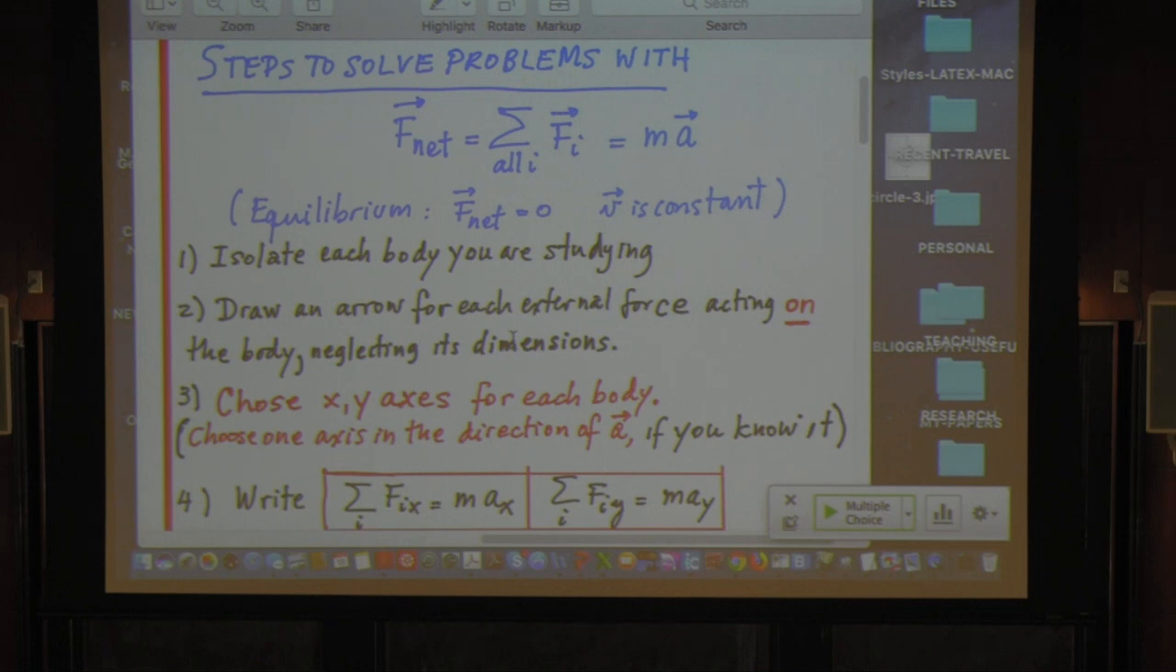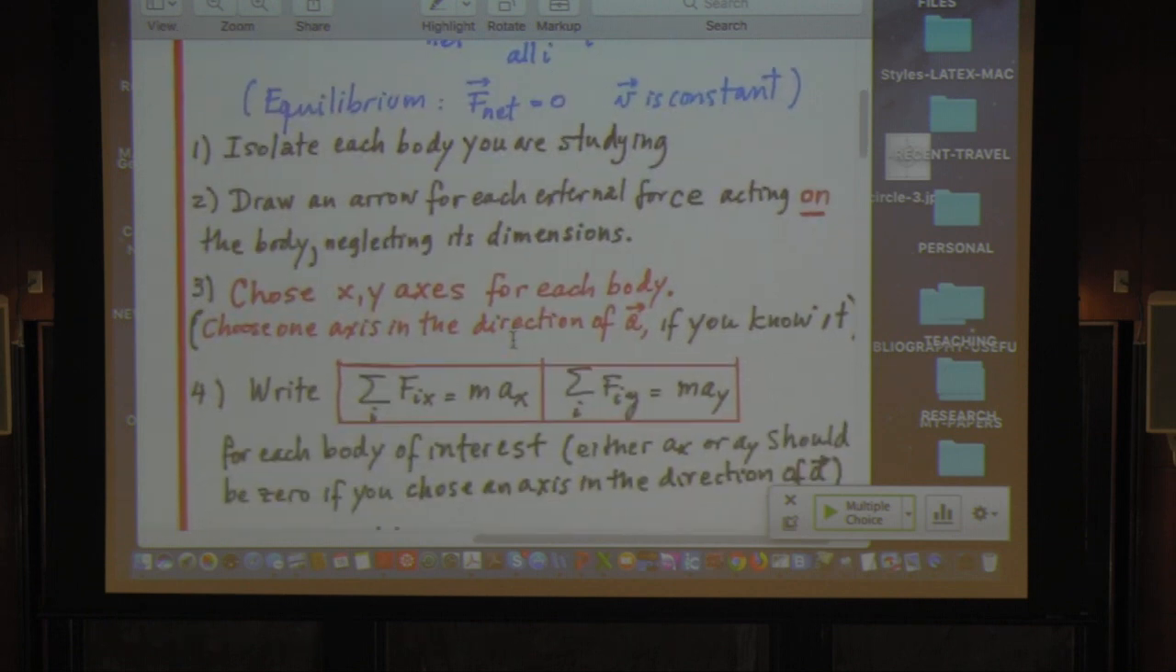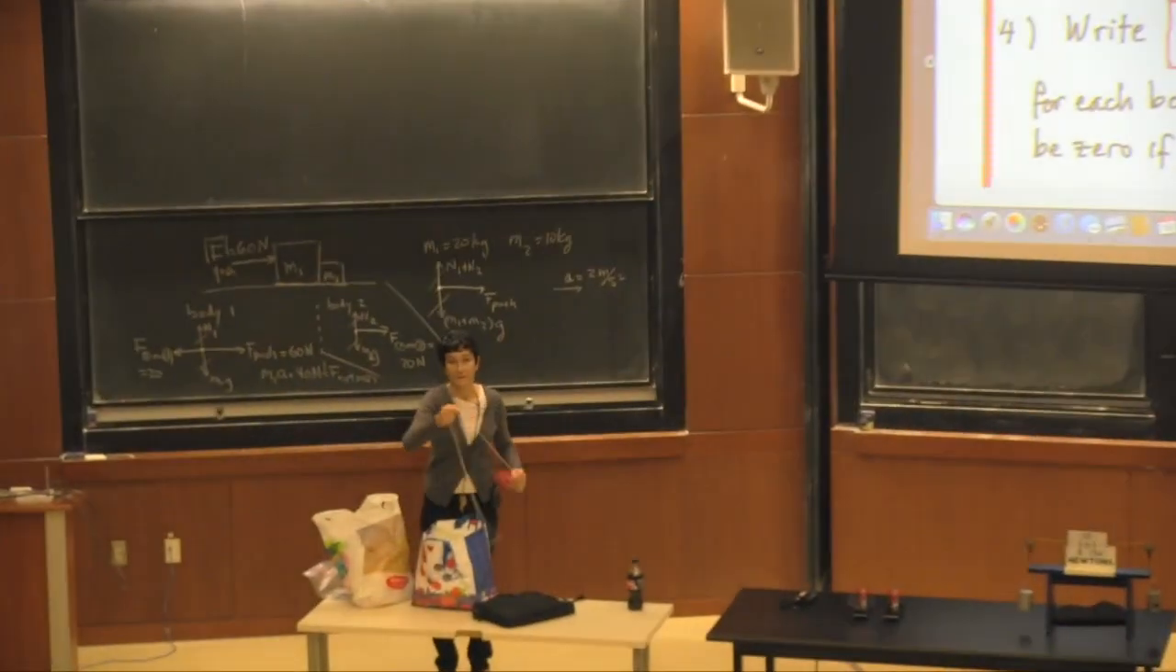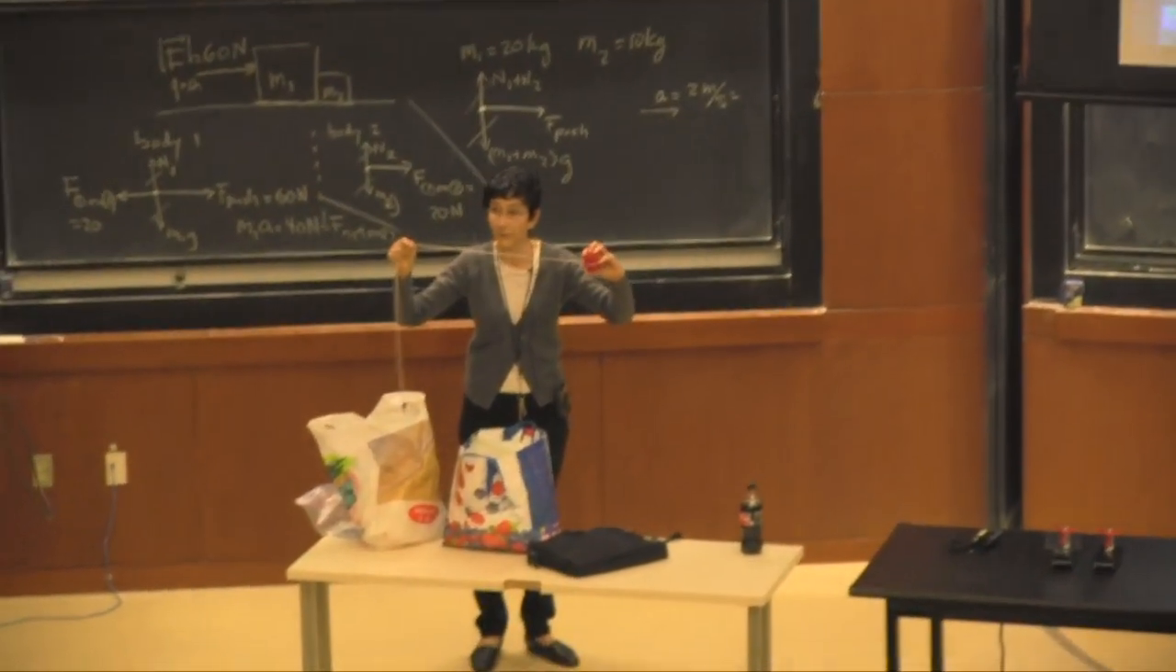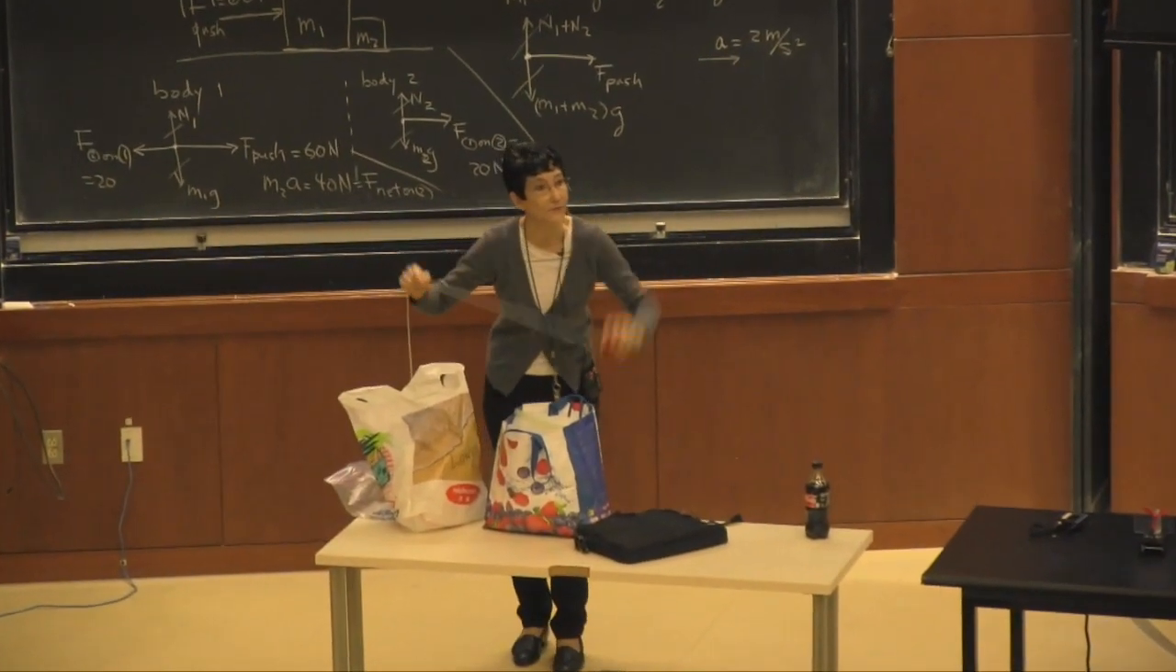You can study different bodies or different parts of a body and take it to be the thing that you're studying. Draw an arrow for each external force acting on the body, not what the body is doing to others, but what is being done to the body. For each thing that is in contact with the body, there will be a force, except for gravity. So here there is gravity, and there is the string in contact. So I will have only two forces, the force of the string and the force of gravity, right?